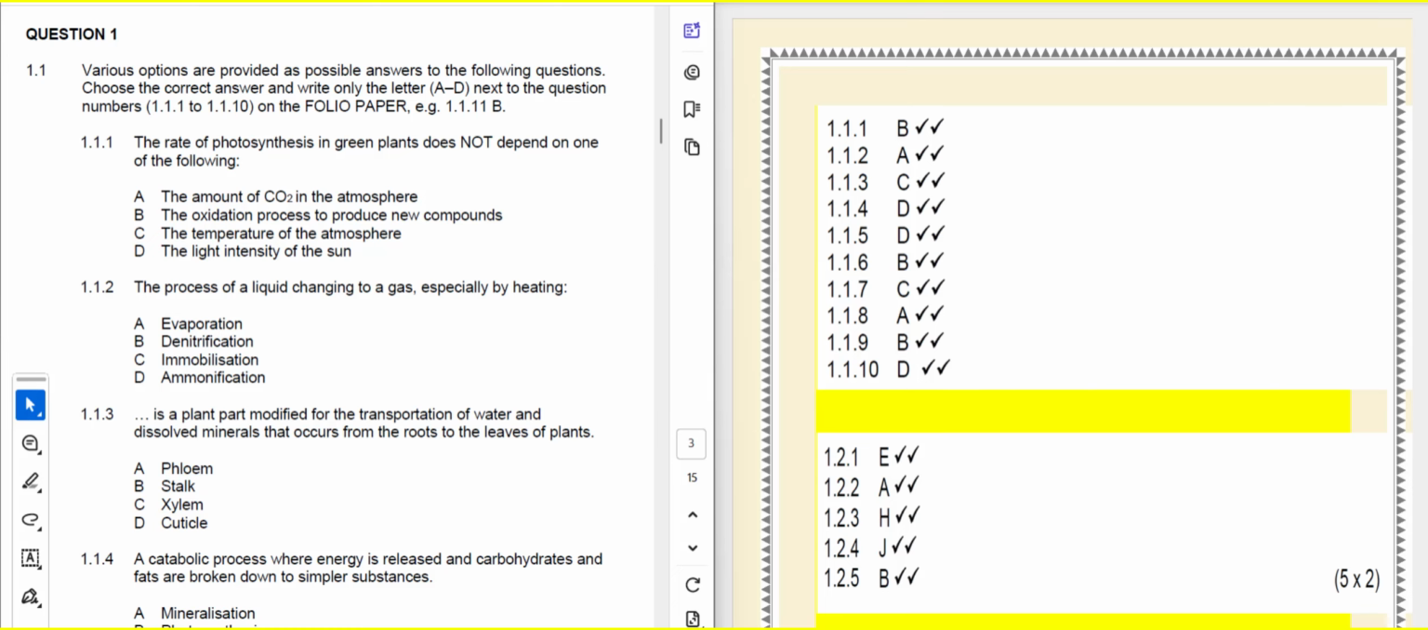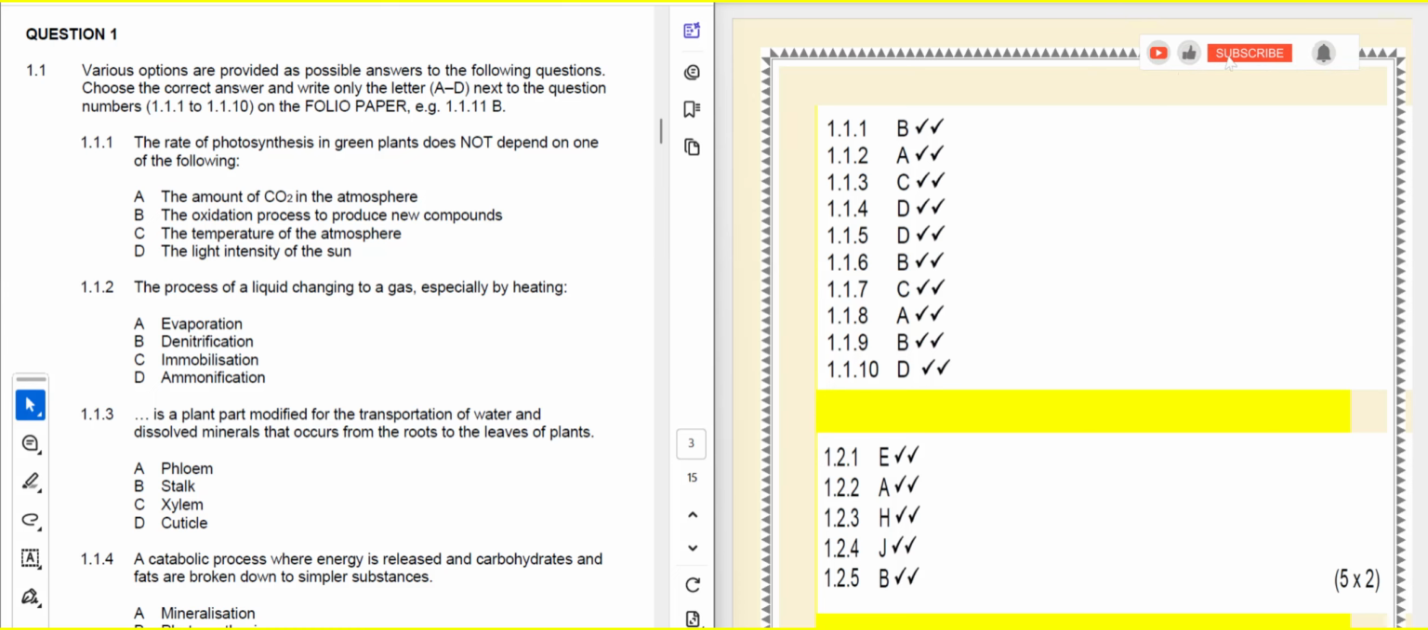1.1.2. The process of a liquid changing to a gas, especially by heating. A. Evaporation. B. Denitrification. C. Immobilization. D. Ammonification. Letter A. This refers to evaporation.